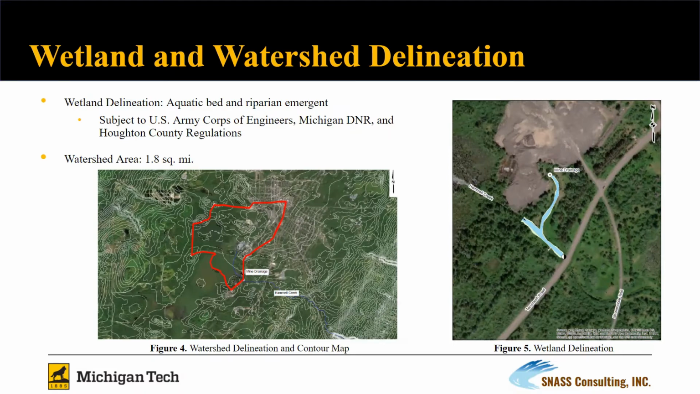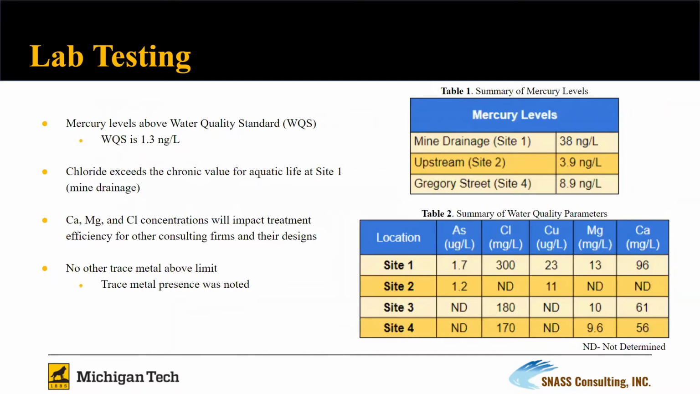So to go into the specifics from the lab data that we recovered, it should be noted right off the bat that in 2002, when the DEQ took these samples, the mercury levels were measured at around 130 nanograms per liter, which were used in some of the other groups' data. But when we did our sampling, we found that the highest was 38 nanograms per liter at the mine drainage site. It should also be noted that all 3 sites that we tested were over the chronic limit of 1.3 nanograms per liter.